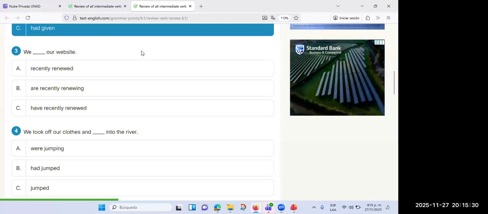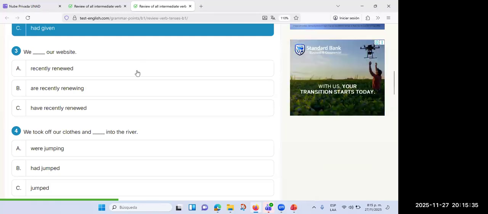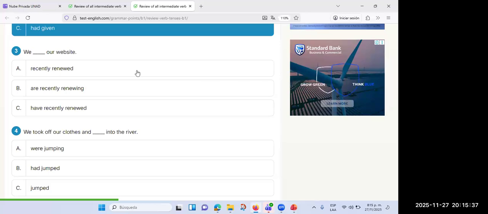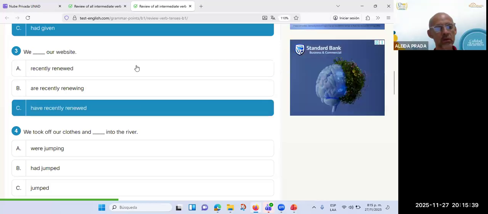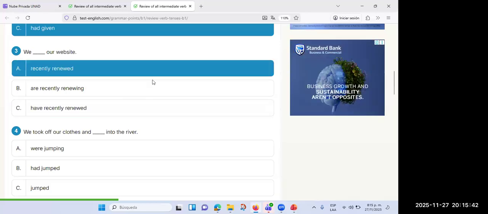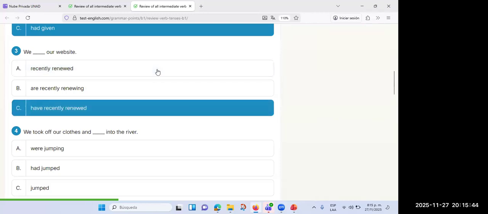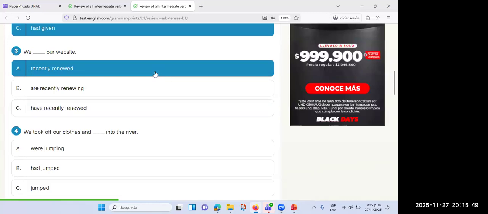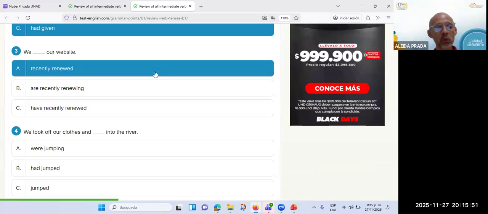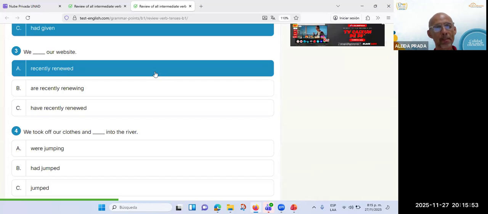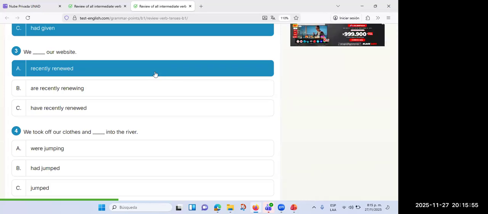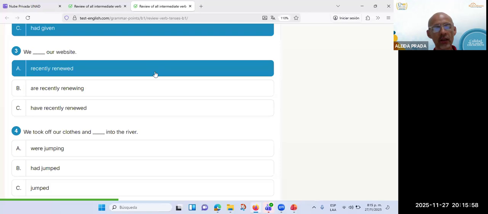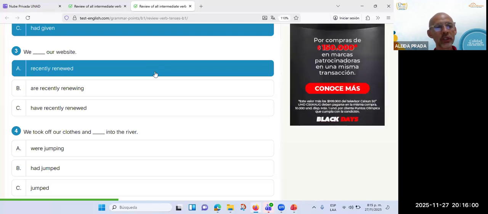I think A, but C. I don't know. A or C? For me, both are correct, but I think A. If you have to choose one of them, which one do you choose? A. Yes. Okay, we recently renewed our website.